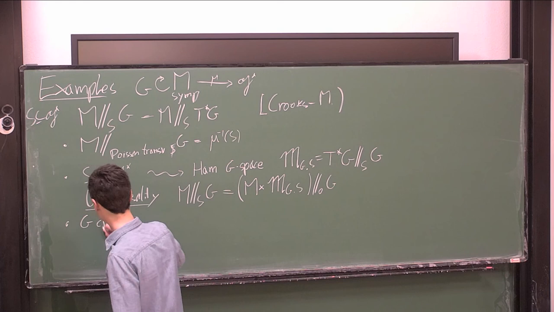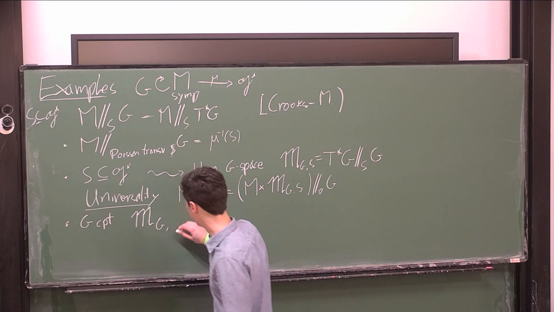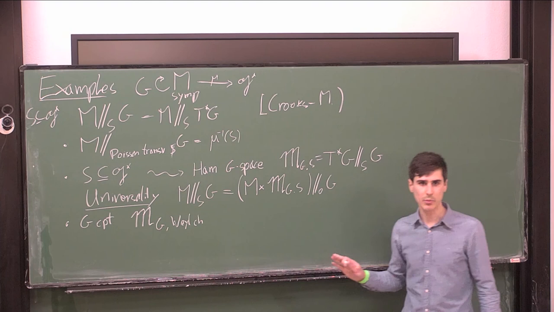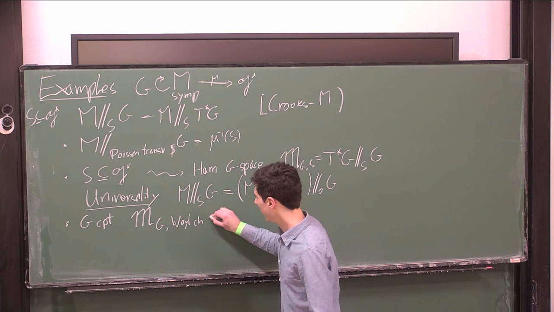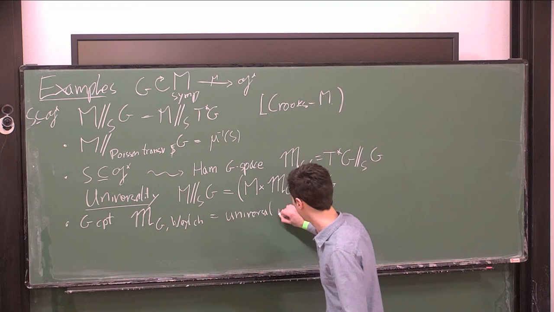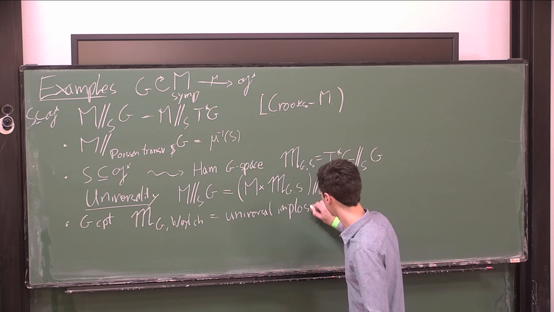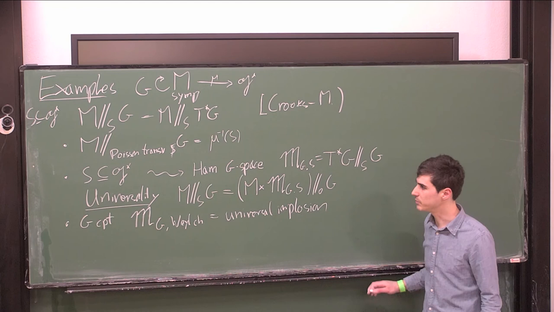in the case where you take G compact and you take a wide chamber. Actually, you take a closed wide chamber, so this is not quite a smooth manifold, but the construction works anyway, you get a stratified space. And taking a closed wide chamber recovers the universal implosion studied by Guillemin, Jeffrey and Sjamaar. And there's a universal property for universal implosion, which is now just a special case of that one.